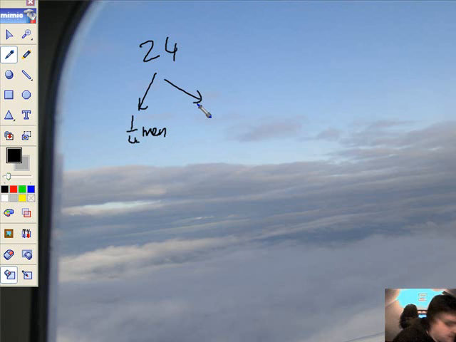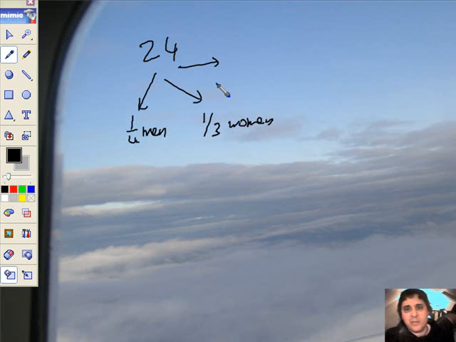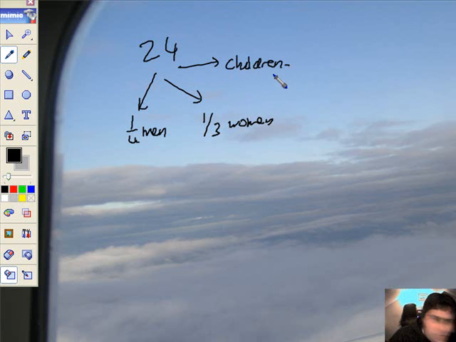What else have I got? I've got a third of them. I'm going to guess are women. Yes, they're women. And the rest are children. So if you're a child, you can't be a man and you can't be a woman, basically. So I'll put the word children here. And the question says how many passengers are children. So if I put a question mark there, then that's what I'm going for. Quarter of men, third of women, the leftovers.